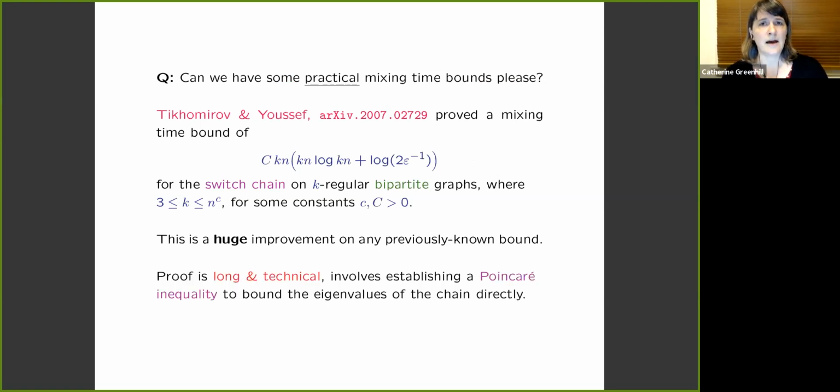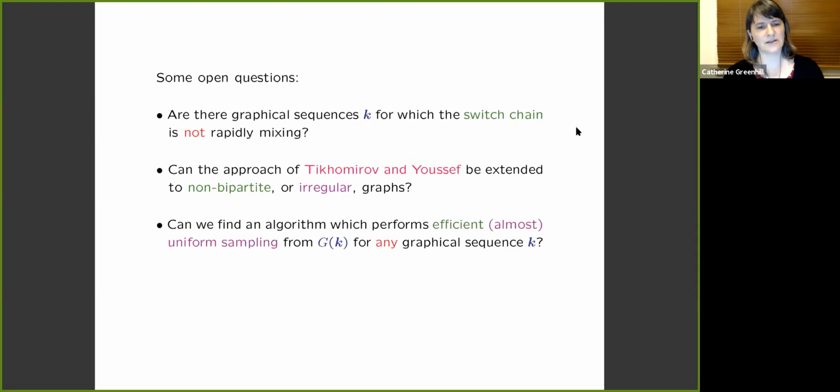It's a very technical argument. They establish a Poincaré inequality to bound the eigenvalues of the chain directly. Whereas when we use multi-commodity flow, we're sort of tiptoeing up on the eigenvalues and introducing lots of factors of n along the way. Okay, some open questions.